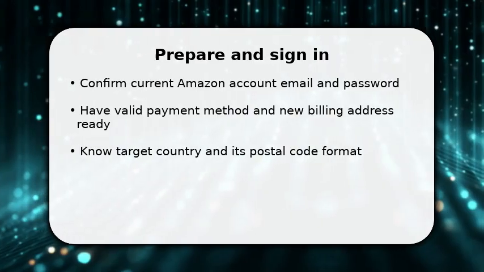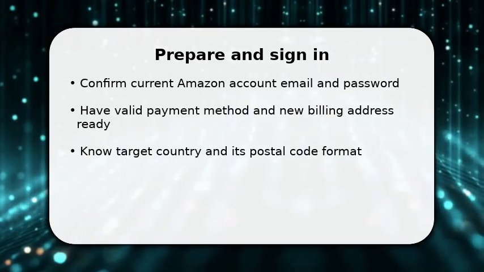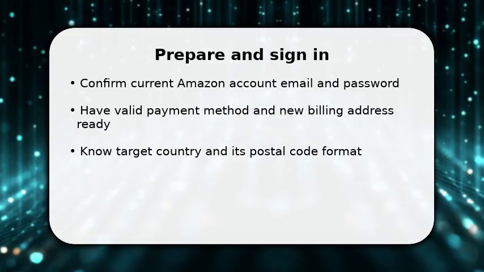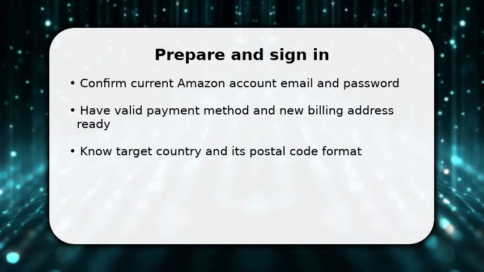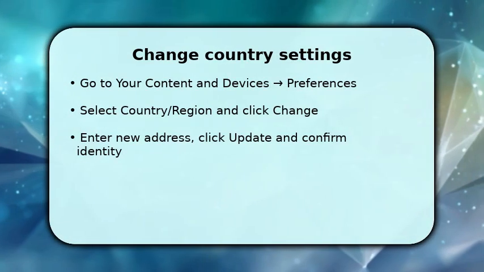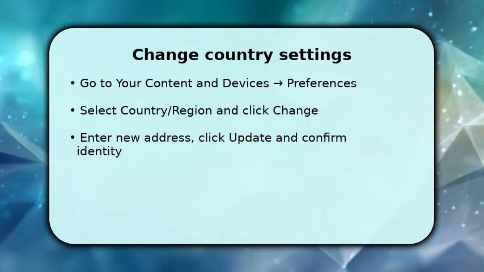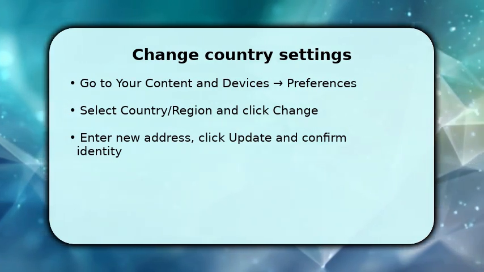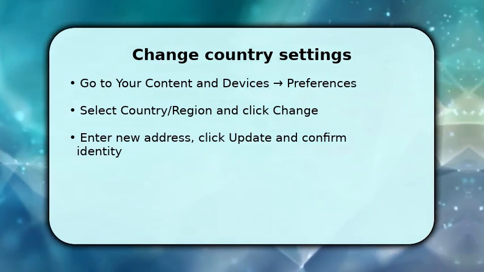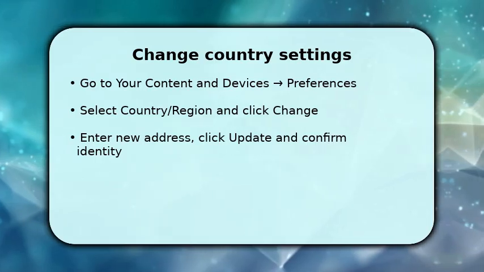This is why Amazon allows regional content. If you don't update billing info, the change can fail or restrict purchases. Now change the country/region field in Preferences. Click Change, type the new address and postal code exactly as the local format requires, then save.